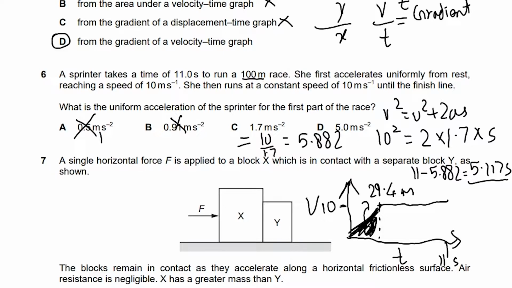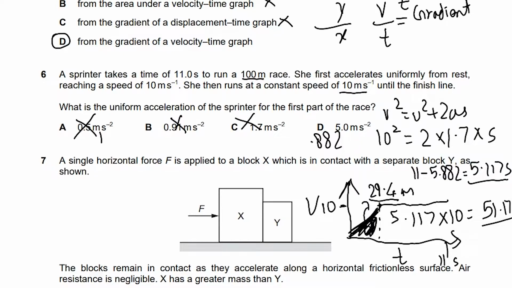So the remaining time is 5.117 seconds and her speed is 10 meters per second. If you multiply 5.117 by 10, the answer you get is 51.17 meters. Now if you add 51.17 and 29.4, the answer will be 80.58 meters, and 80.58 is obviously less than 100, so C can't be the answer. Now we have only one option, D, remaining.